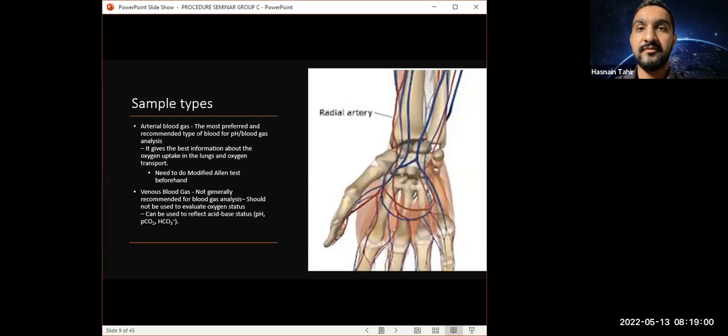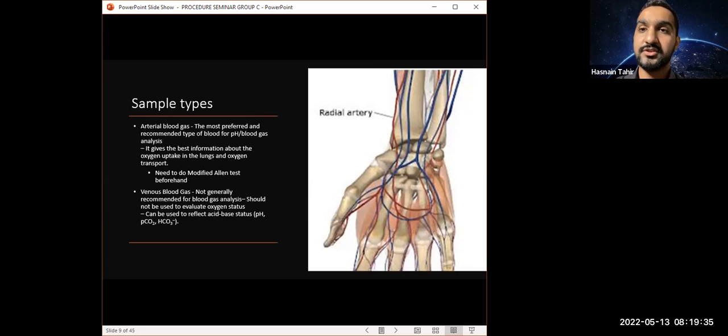For blood gas analysis, arterial blood is the most preferred and recommended type of blood. But as I've already said about the indications for ABG or VBG, it can alter. It gives the best information about the oxygen uptake in the lungs and oxygen transport, as I've said about the partial pressure of oxygen and even carbon dioxide as well. We have to remember that when we are doing ABG, we will have to do a modified Allen test beforehand. In the video, they have already shown how to do the modified Allen test.